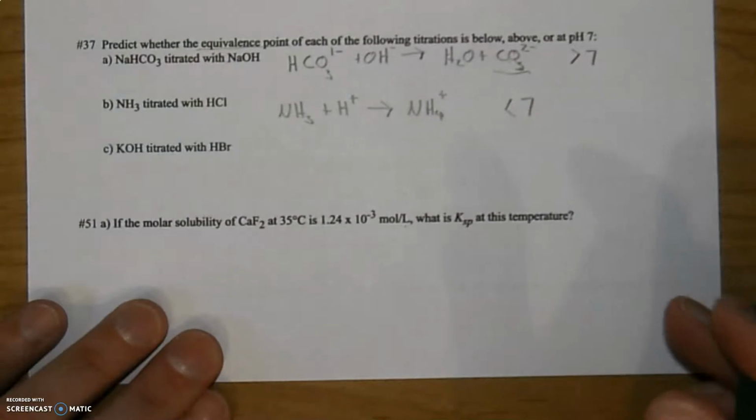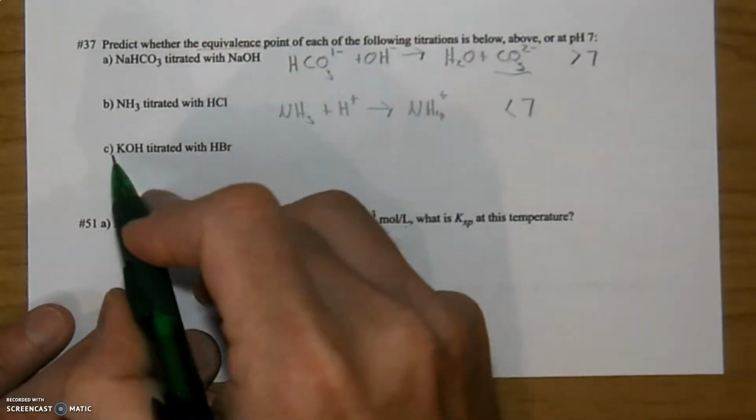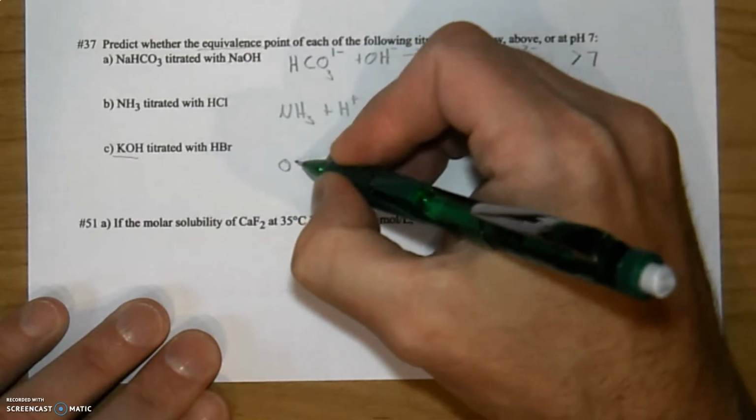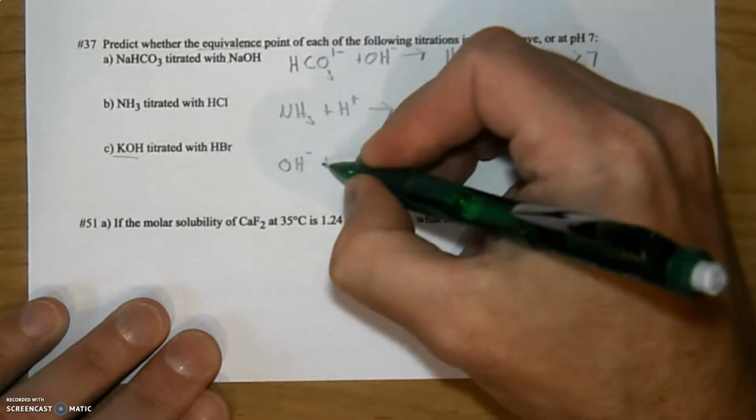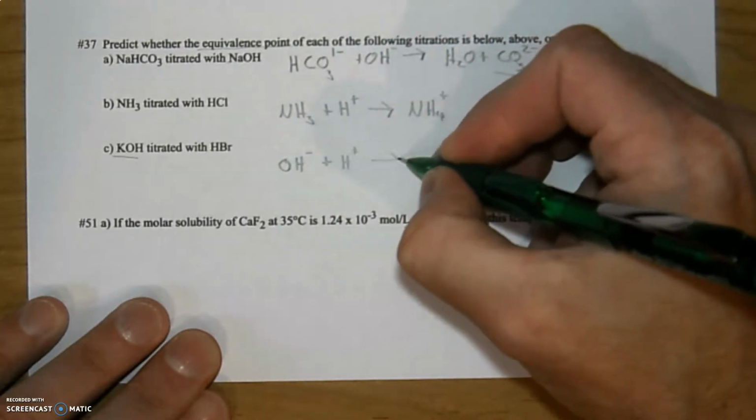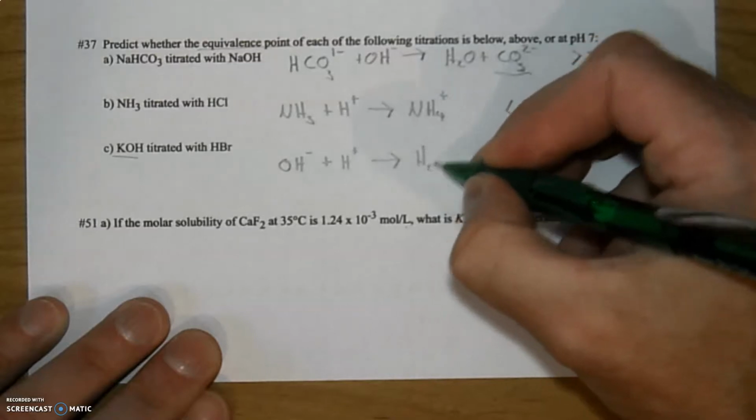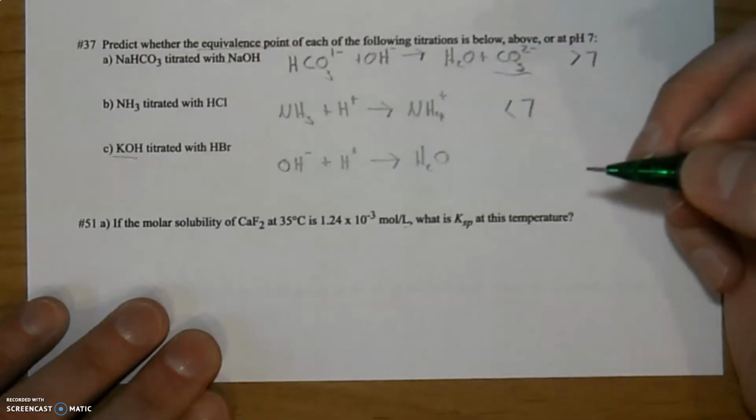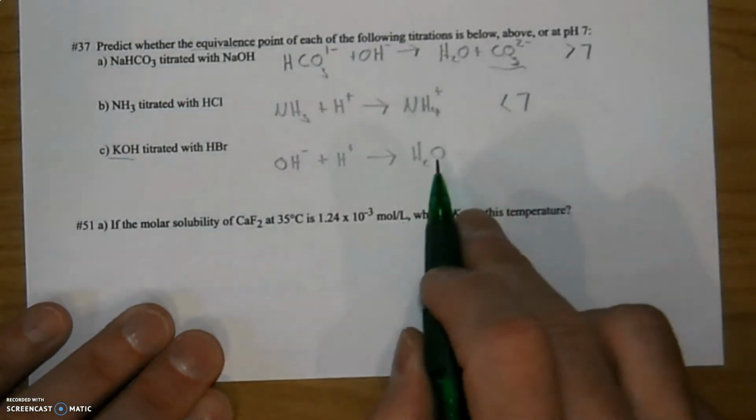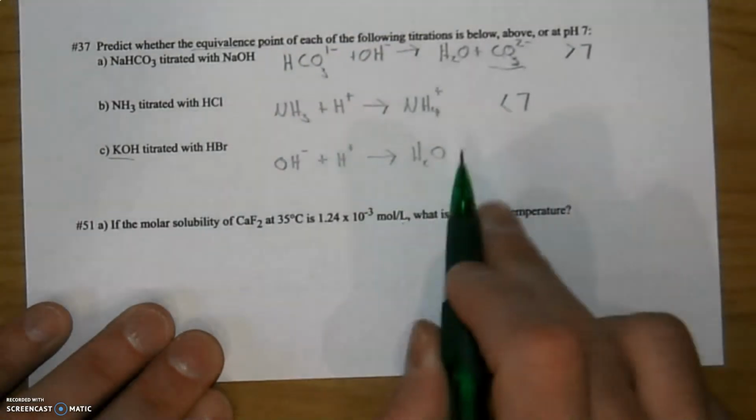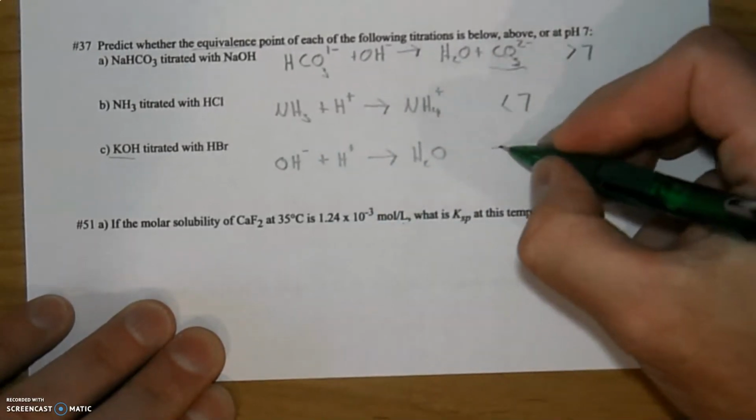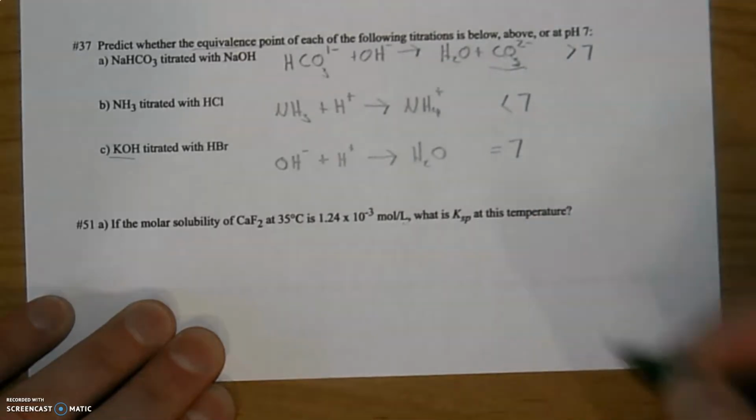The last one on this list, KOH plus HBr. Really what this breaks down to is OH minus plus H plus. And these guys will go to completion and create some water. So if you have some water in an aqueous solution, picture that, where would I expect the pH to be? I would imagine this is simply going to be equal to 7.